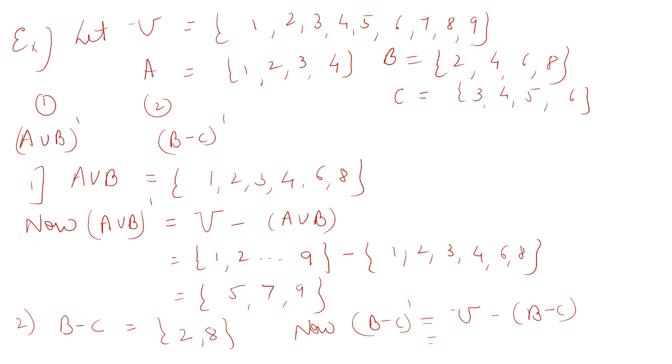In U, you just subtract B minus C. Means you have to remove that 2, 8. So you will get the answer 1, 3, 4, 5, 6, 7, 8 is there, 9. So this is B minus C. Observe how to solve the problems. First A union B you have taken, then complement, and next example B minus C you first find it, then B minus C whole complement.